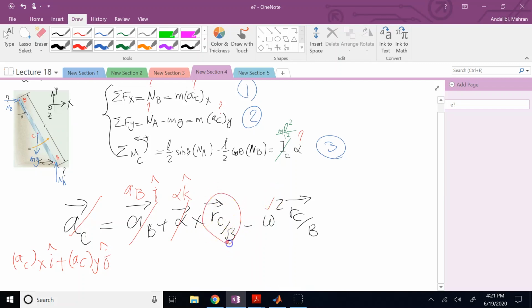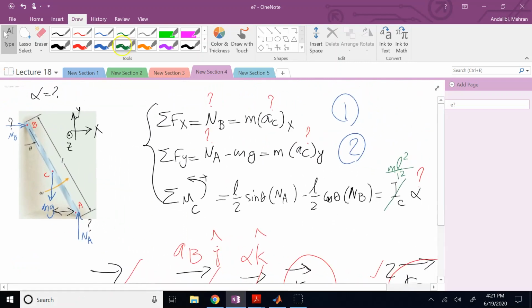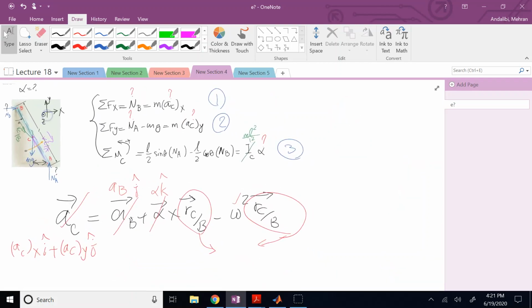And R of C with respect to B is what? It connects B to C. It's this vector. If I can draw it for you here, it's this vector. This is R of C with respect to B, and if we need, this is R of C with respect to A. Okay, so if I want to write it as a vector, it has a length of L over 2, angle theta, and it goes down and forward. So it is going to be L over 2 sine theta I, and this minus L over 2 cosine theta J. Good?